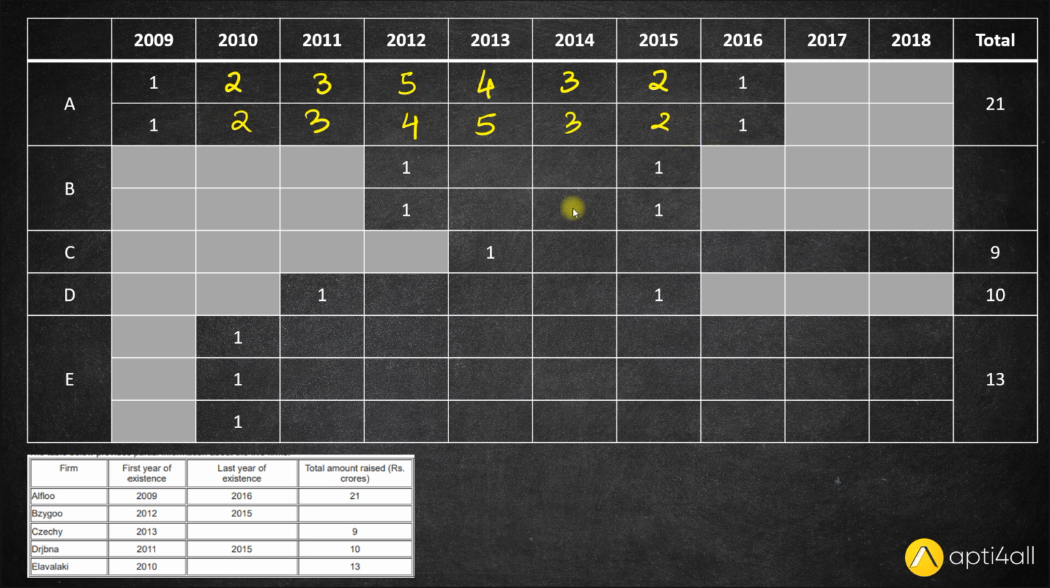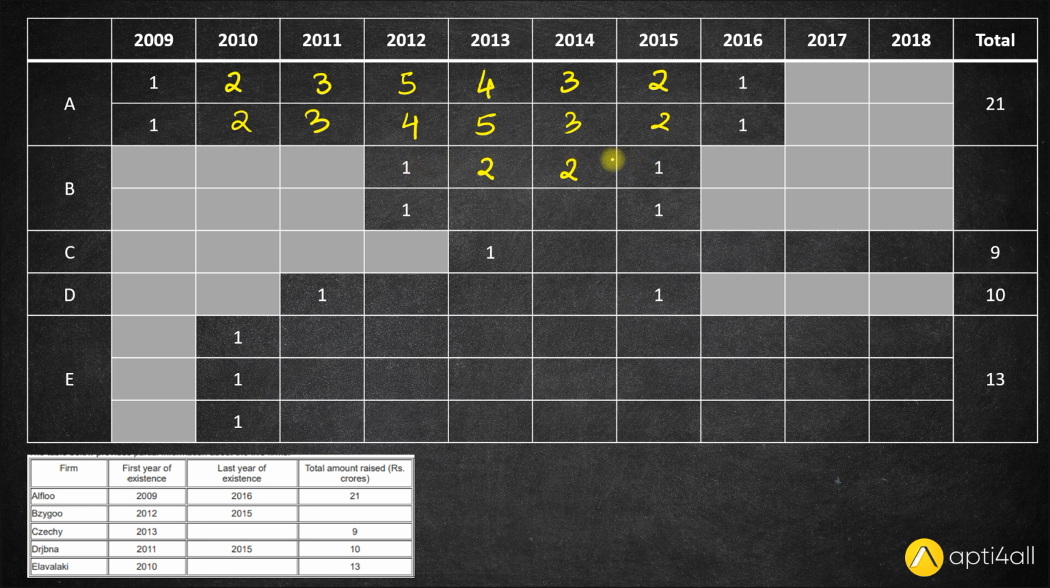Okay. Now coming to company B. For company B, the amount raised is not given, but it's given that it started in 12 and ended in 15. Okay. So let's calculate again the same thing. Let's calculate the minimum possible amount raised, and then we'll adjust to satisfy all the conditions that are given. So if this is 1, this will be minimum 2, and if this is 1, this will be minimum 2. Okay. So here the minimum possible amount raised is 2 plus 2, 4, plus 1 plus 1, 6 crores.